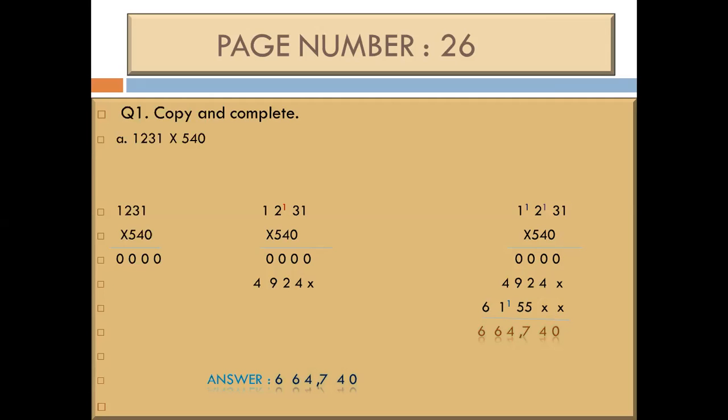Again I am repeating, 4 ones are 4, 4 threes are 12. You write there 2 and carry 1. 4 twos are 8 and 1, 9, and 4 ones are 4. In the next step we multiply 1231 with 5. And you see in the third step I put 2 multiplication signs over there, because now we are multiplying 5 which lies on the hundreds place. So the ones and tens places will be empty, and instead of it we write here 2 multiplication signs, or you can write here 2 zeros.